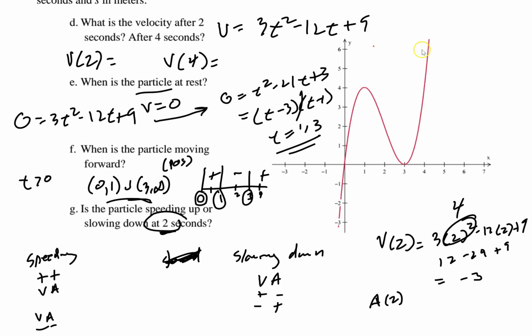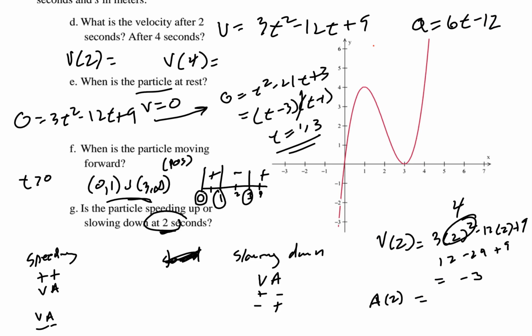Right, so it's the next derivative. So there's velocity. Acceleration will be the next one, 6t minus 12. So right here, we're going to have 6 times 2 minus 12, which gets us 0. Now, what does that mean?